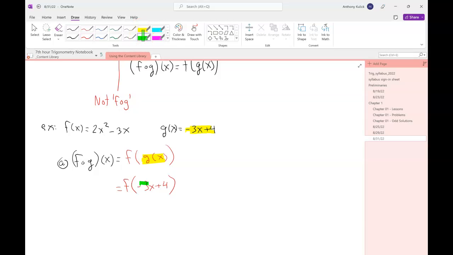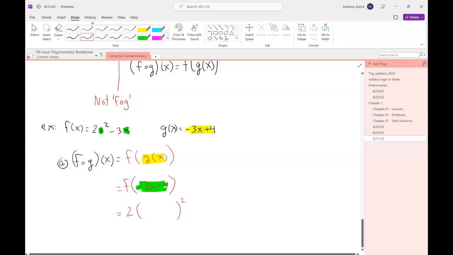So I'm going to take this, and everywhere where there's an x, I'm going to replace that x with negative 3x plus 4. So I usually like to write the function with just sets of parentheses instead of x's, and then I'll fill in what goes in place of the x's. Does everybody feel okay with what I did there?